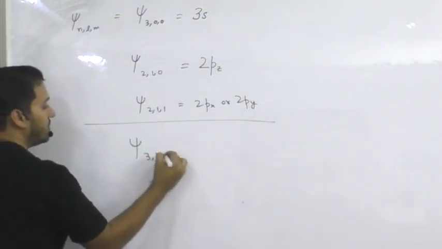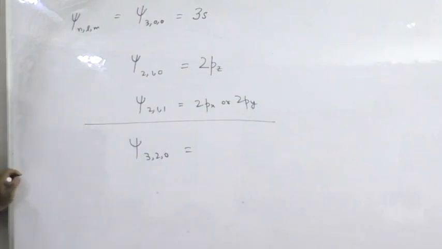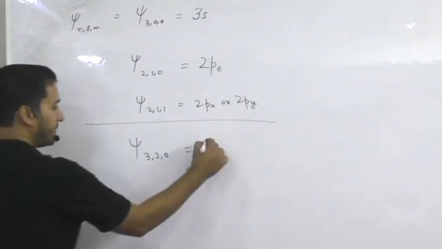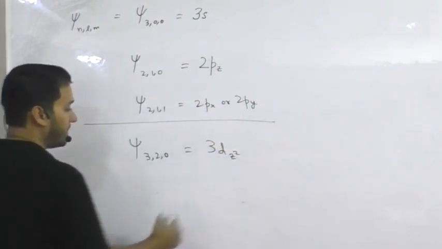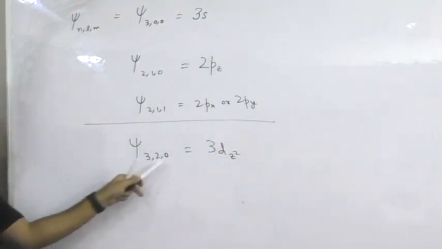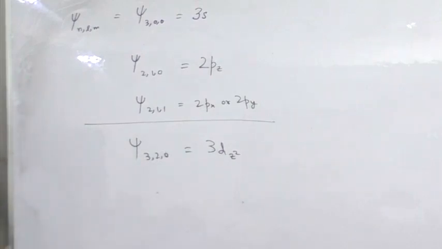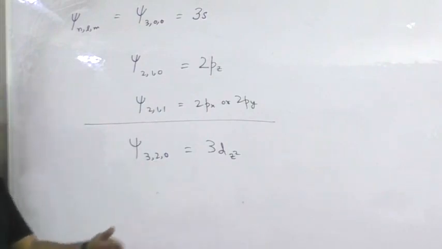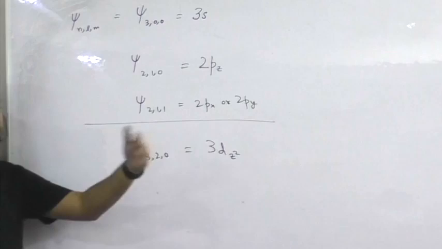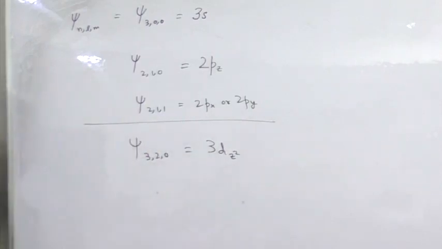If I ask you this, psi 320, what will it be? 3d and then z square. Here also keep in mind, m equal to 0 is reserved for dz square. For z square we use m equal to 0. For the rest, xy, yz, zx, x square minus y square, they can be -2, -1, +1, +2, anything. That is variable. But dz square is reserved for 0. Okay?